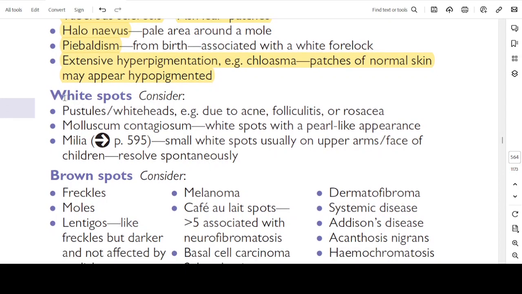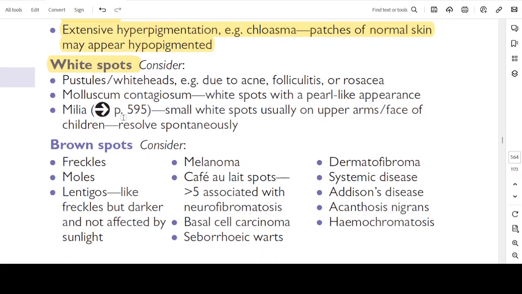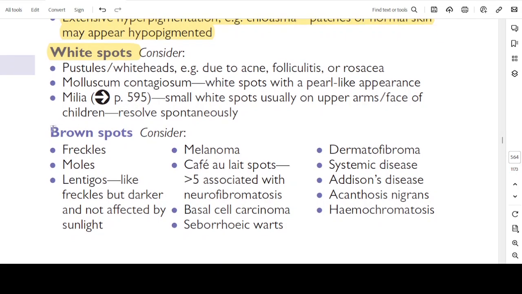White spots. Whenever you have white spots, consider pustules or whiteheads, for example due to acne, folliculitis or rosacea. Molluscum contagiosum, white spots with a pearl-like appearance. Milia are again small white spots, usually on the upper arms or face of children. They resolve spontaneously.